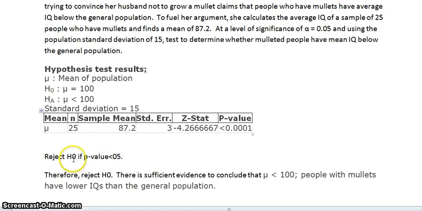All right. So that's it. That's how you do it. It'll specify in the problem, by the way, whether they want you to do it by hand or using StatCrunch, so you don't have to do it both ways. All right. So that's all you have to do.